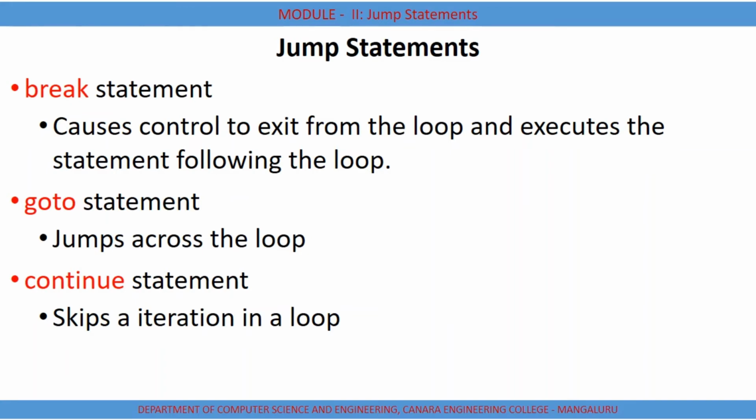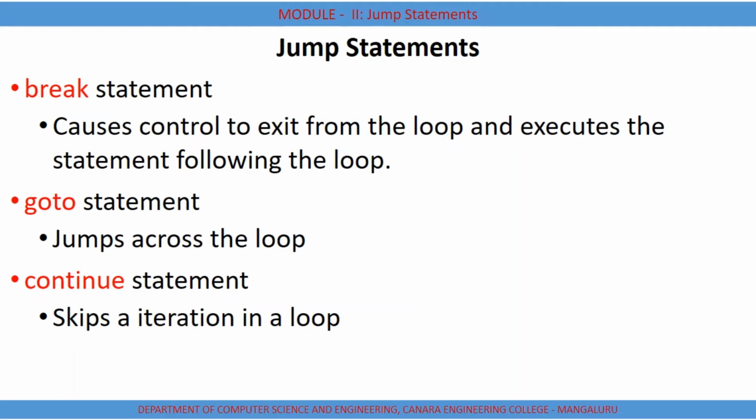Another is the go to statement. This jumps across the loop. In the case of the go to statement, we make use of a label and specify that if a certain condition is met, then that is where the control has to start the execution. So for this we make use of a label and specify go to and that particular label.